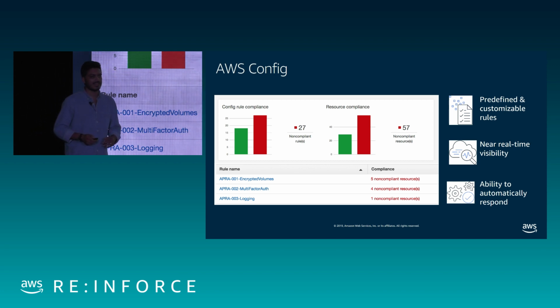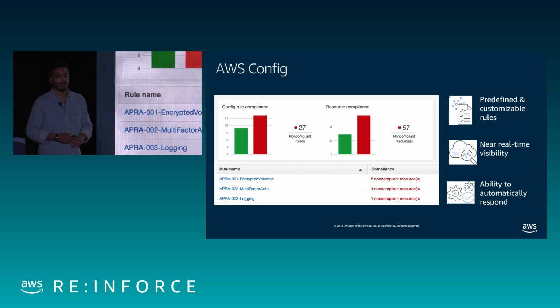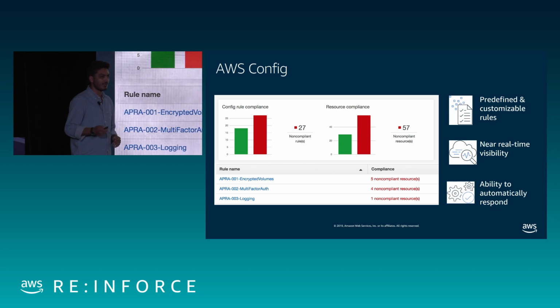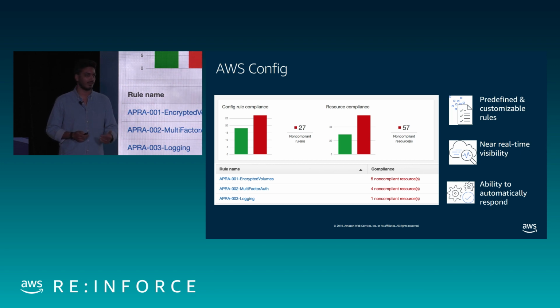AWS Config provides AWS managed rules which are predefined yet customizable. Config rules evaluate whether your AWS resources comply with common best practices. To give you an example, whether multi-factor authentication is enabled for all my IAM users or not, there is a config rule to figure that out. Another example is, are my EBS volumes encrypted or not? Or are specific tags applied to my resources or not? So these simple AWS-level compliance tests you can execute using AWS Config rules.